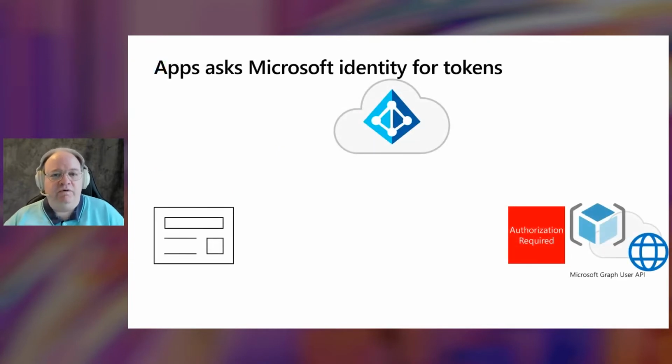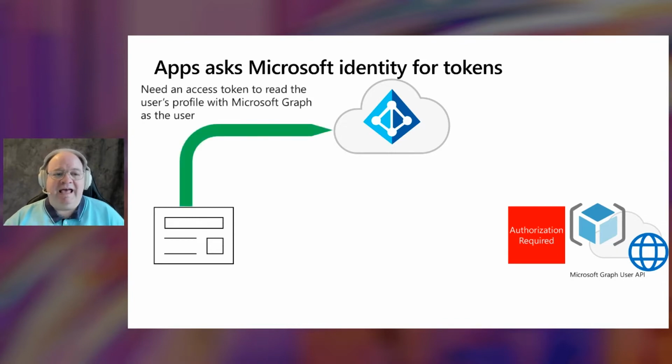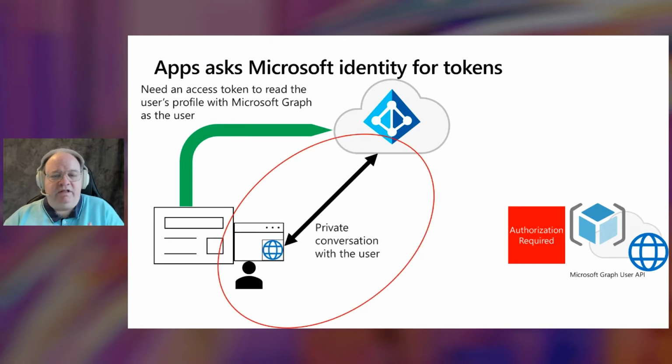Let's start by looking at how an application works when we're using modern authentication. Instead of typing up a username and password screen, we ask the identity provider, Azure AD in this case, for example here, a token to call Microsoft Graph. What happens next is the private conversation between the user and Azure AD takes place.